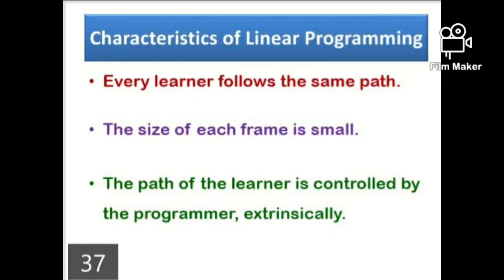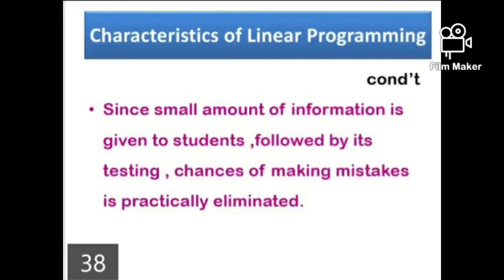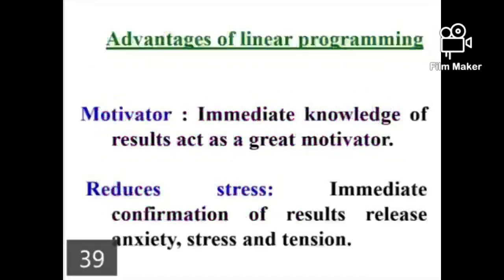Characteristics of linear programming. Every learner follows the same path. The size of each frame is small. The path of the learner is controlled by the programmer extrinsically. Since a small amount of information is given to students followed by its testing, chances of making mistakes are practically eliminated.